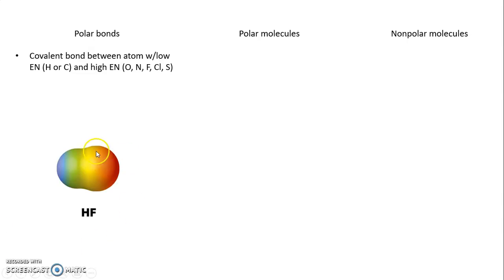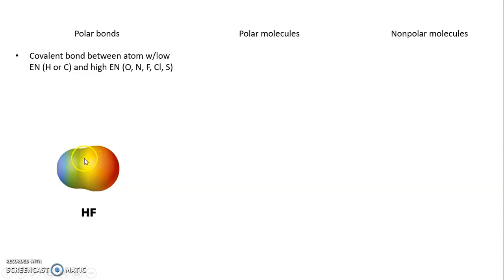What we've done here is take a space-filling picture of a hydrogen fluoride molecule, kind of a 3D model, and we've colored it according to the charge. Blue colors are more positive and red colors are more negative. What's happened here is that the very electronegative fluorine atom has polarized, that's the source of the word polar bond, the electron density in the covalent bond.